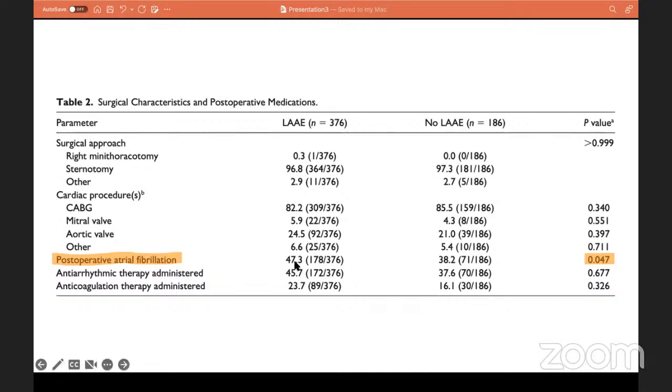The interventional arm developed more post-operative atrial fibrillation, so based on this result, it's not prophylactic. And for the control arm, it was 38.2% who developed post-operative atrial fibrillation. But it could be attributed to the fact that the AtriClip arm had double the number of subjects.